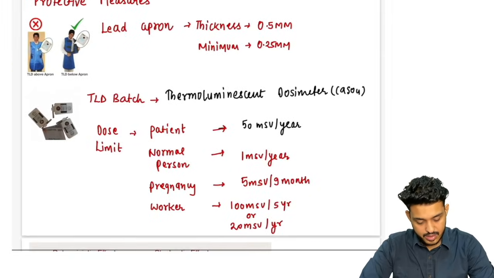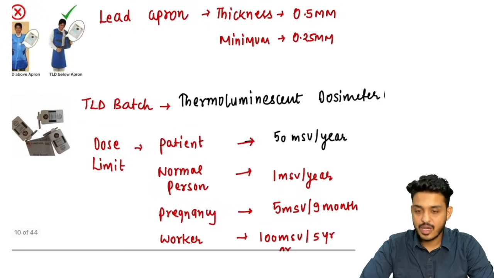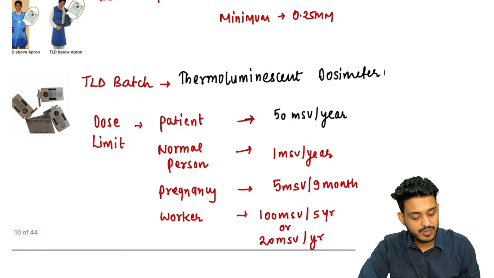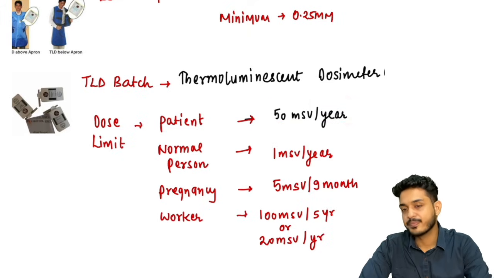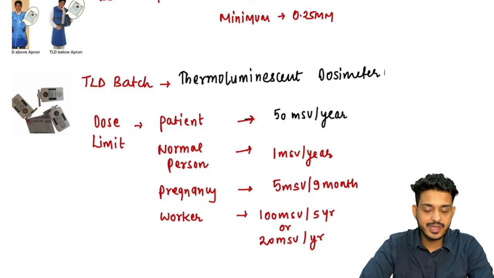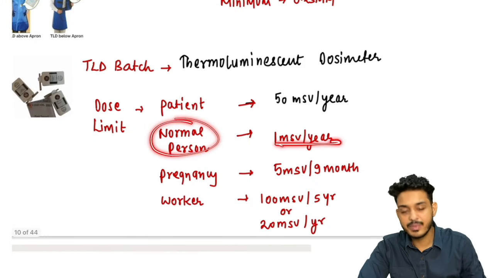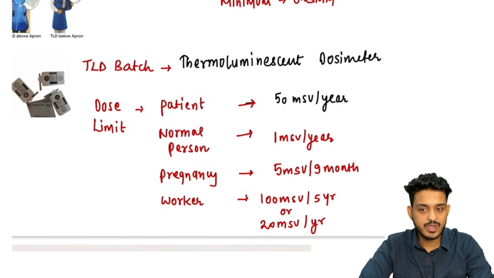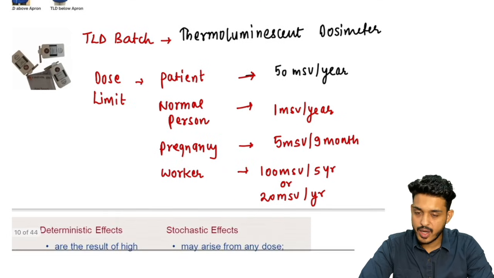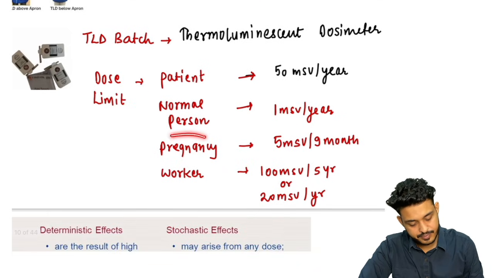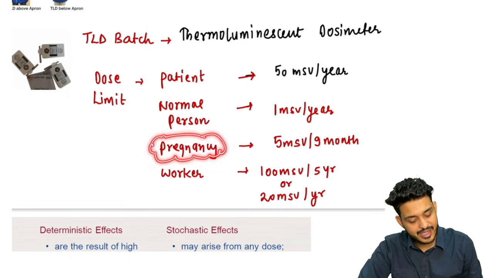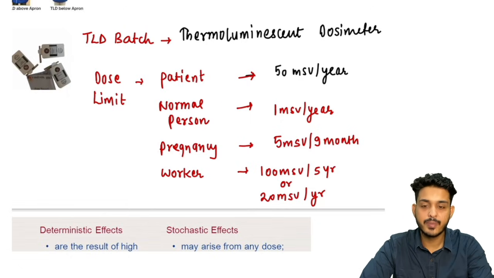So we have the dose limits. For a radiation worker, it is going to be 50 millisievert per year, right? For a normal person, it is going to be 1 millisievert per year. For a pregnant female, it is going to be 5 millisievert per term.